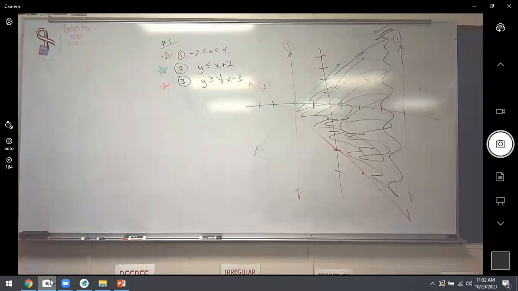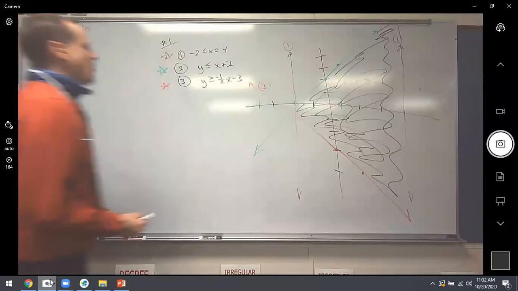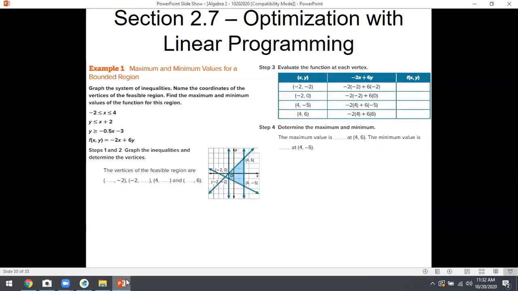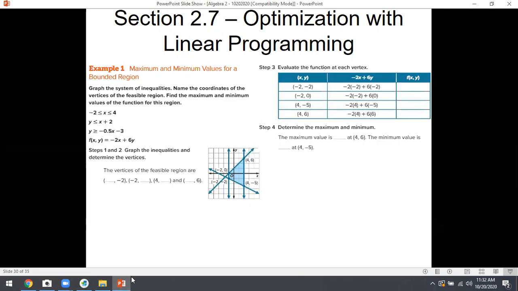Now, here's the new stuff. What am I trying to maximize in this problem? In this problem, the function is given by this. F of x, y is equal to, I'm going to say, -2x plus 6y. So somewhere in this black shaded nonsense, I want to find out the spot. Is it here? Is it there? Is it there? Where is it? Where I get the most or the least out of this thing I'm studying.